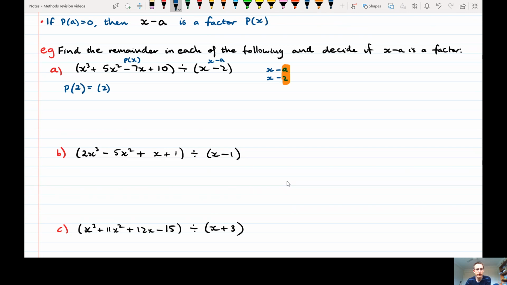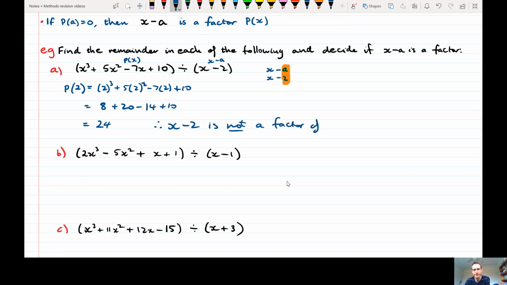Now that's going to give me 2 cubed plus 5 lots of 2 squared minus 7 times 2 plus 10. If I do all that, 2 cubed is 8. 2 squared is 4 times 5 is 20. 7 times 2 is 14 plus 10. That all simplifies to 24. So I conclude that x minus 2 is not a factor of p of x because it doesn't come to 0. Let's try the next one.